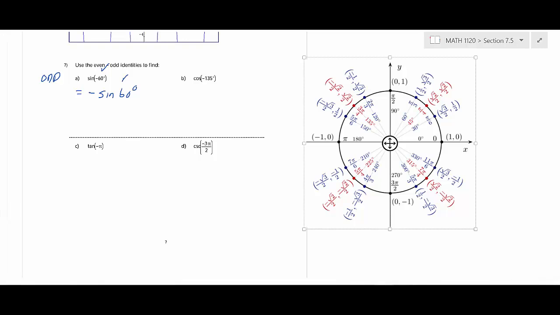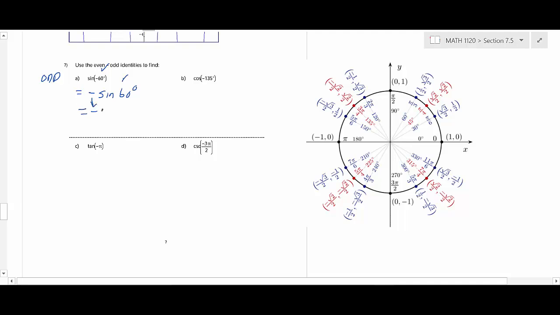The sine's the y value, so it is square root of 3 over 2. Okay, so that means you would end up having negative, the negative comes down. You'd have negative square root of 3 over 2. That's the answer. Unit circle gives it to you in a hurry.